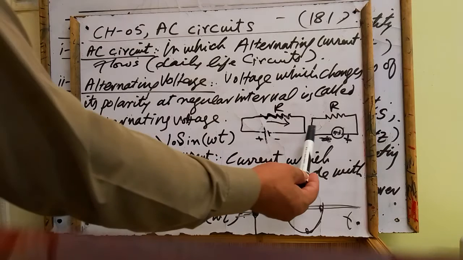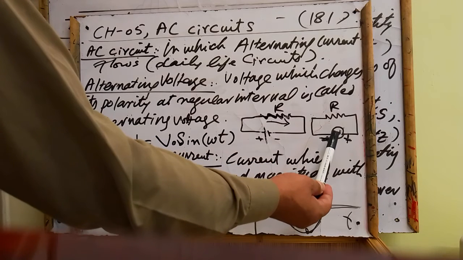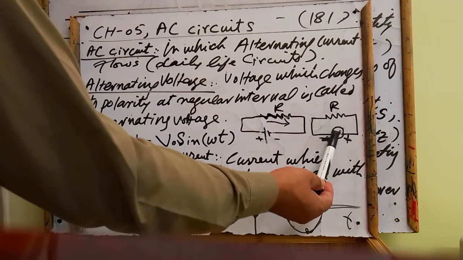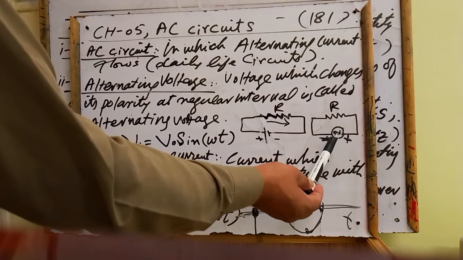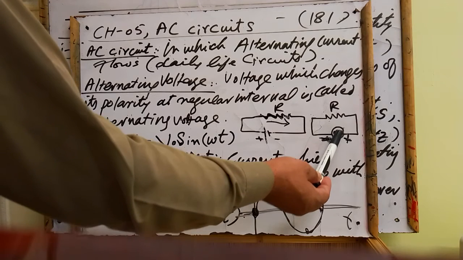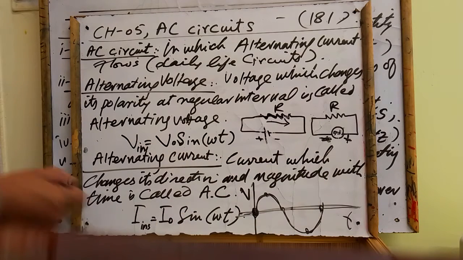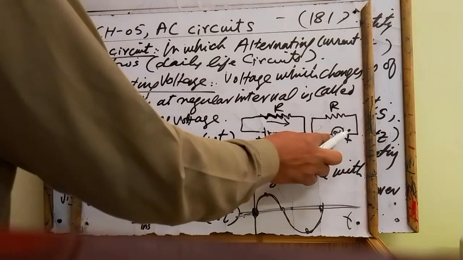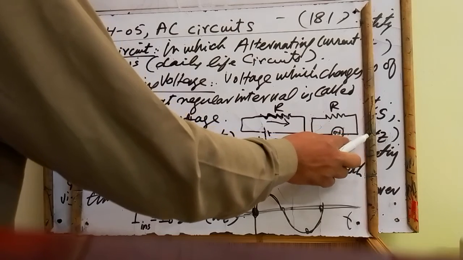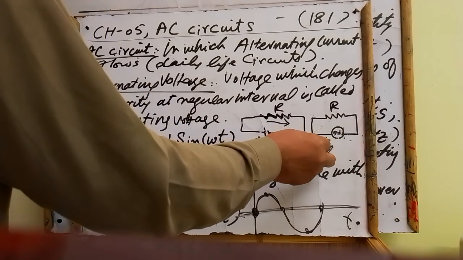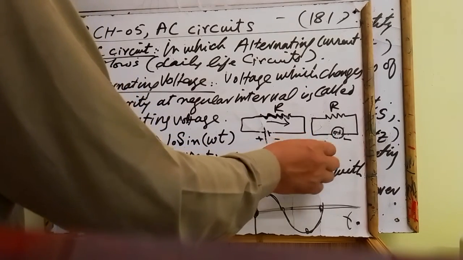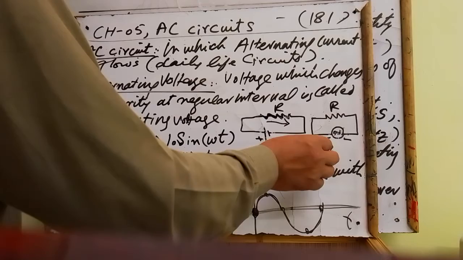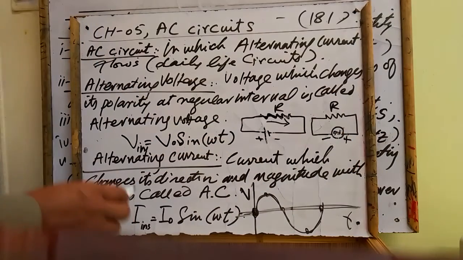In contrast, we have this diagram. Again there are two circuit elements in this circuit. One is resistance, another is the power supply. But this time the power supply is an alternating current power supply, which changes the polarity. For example, at one moment this side is positive, this is negative. After some time, this positive changes into negative and this negative into positive.